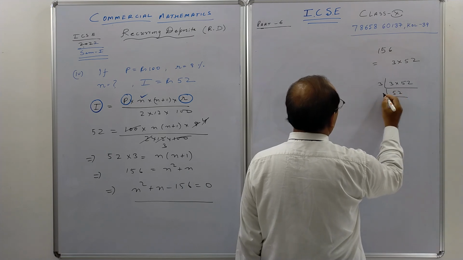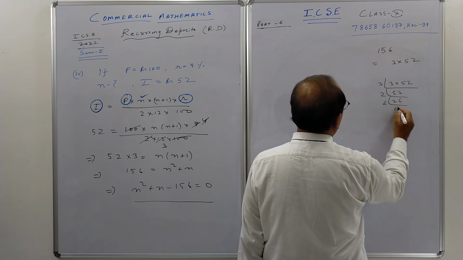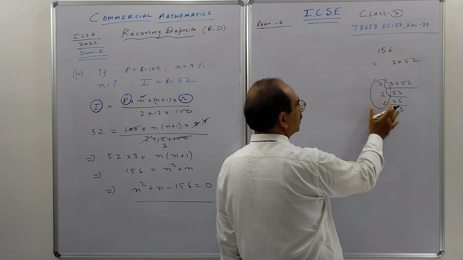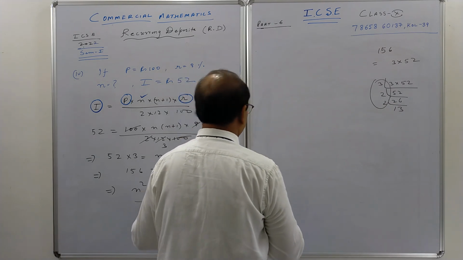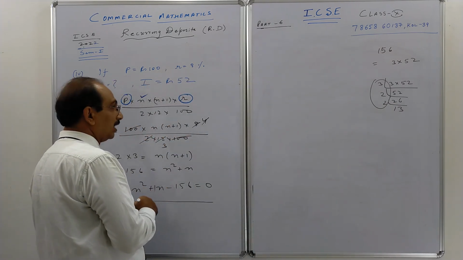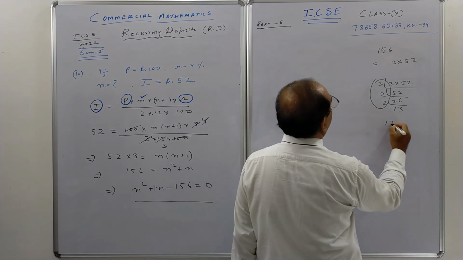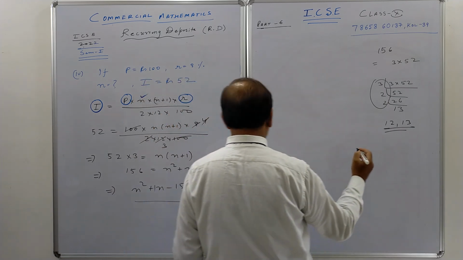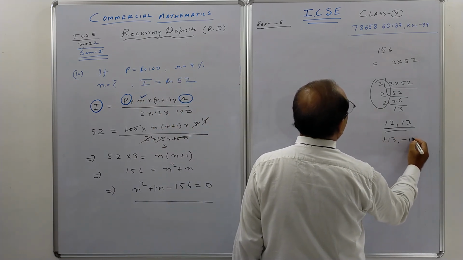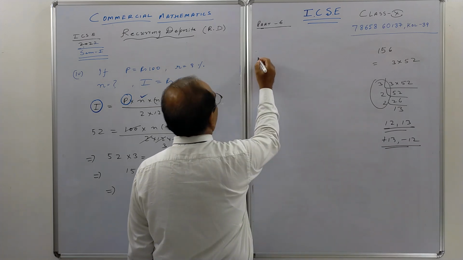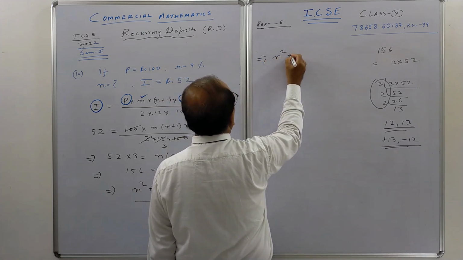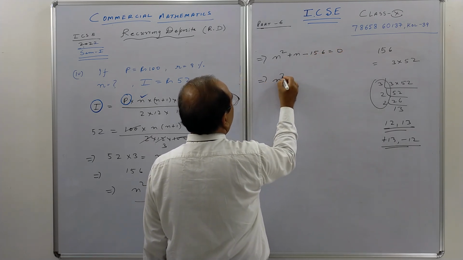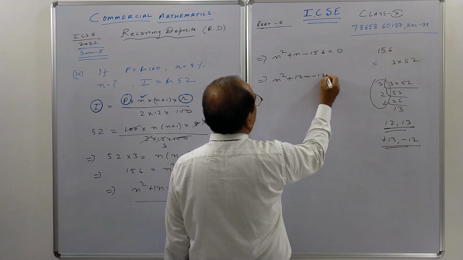So you can find the prime factors of 3 into 52, or like 156 directly you can write. You get 52, 26, 13. So you multiply them in such a way that we get 1 with n. So we get 12 and 13. 12 13s is 156, and if you take plus 13 minus 12, you get plus 1. So children, n square plus n minus 156 is 0. We break it into 13n minus 12n.